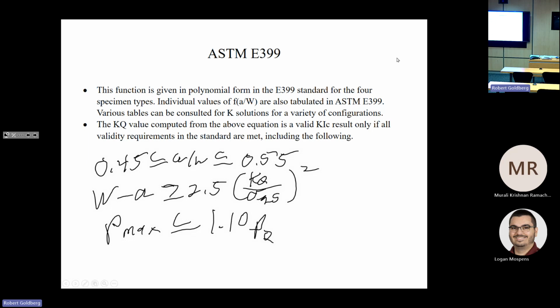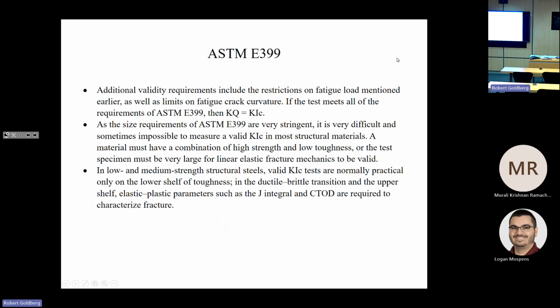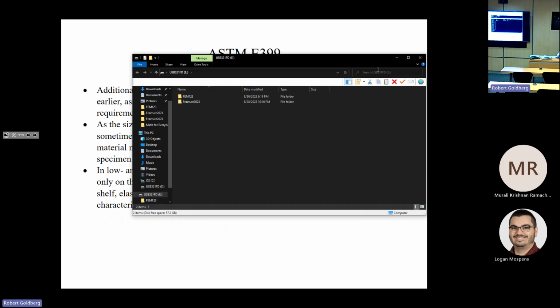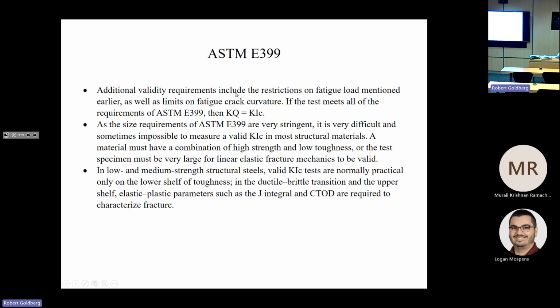And if you pass your test, then your KQ equals K1C, particularly if you also met all the restrictions on fatigue loads that we talked about before and limits on the fatigue crack curvature. So if you do all of that, then voila, this provisional stress intensity factor that you determined is equal to the actual K1C critical stress intensity factor.